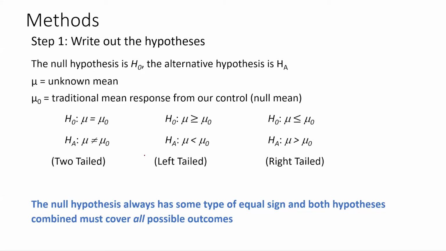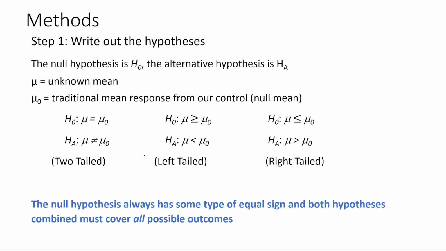So the first thing you want to do is write out the hypotheses. So the null hypothesis is H naught. The alternative is H sub A. Mu is our unknown mean, and mu naught is our traditional mean response from our control. This is our population mean, or our null mean.